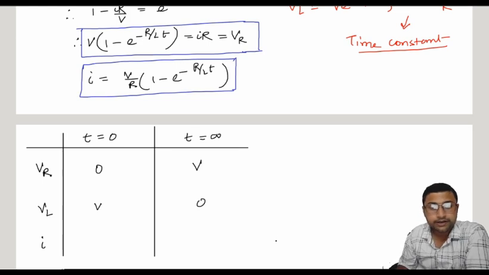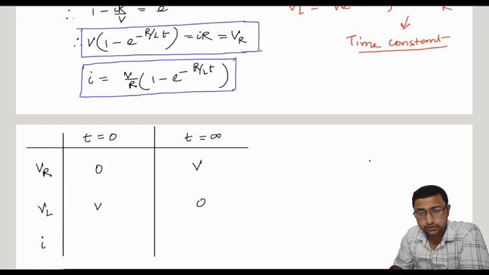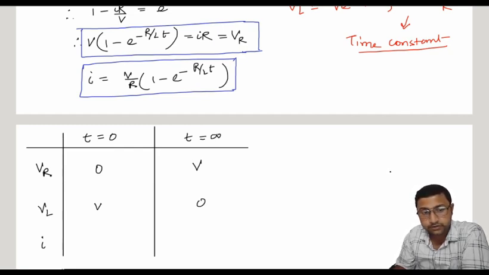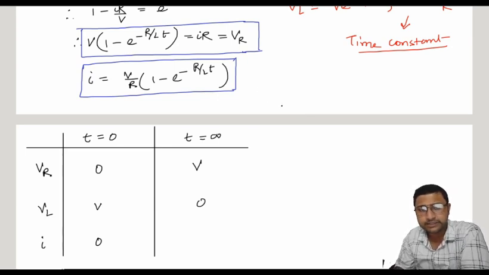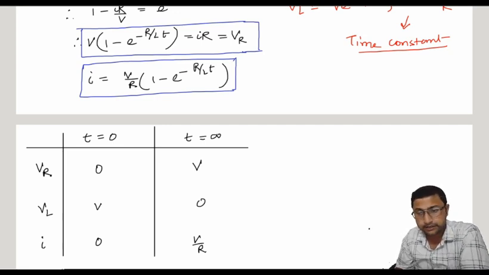Now the expression of current. In this expression, if we put t equal to 0, e to the power minus 0 means 1 by e to the power 0, that means 1. So 1 minus 1 is also 0, that means I equal to 0. Clear? Simple. If we put t equal to 0 and calculate, you will find the correct answer. I am not going into the details. At t equal to 0, I equal to 0, and if we put t equal to infinite, we get I equal to V by R. So this is the table.